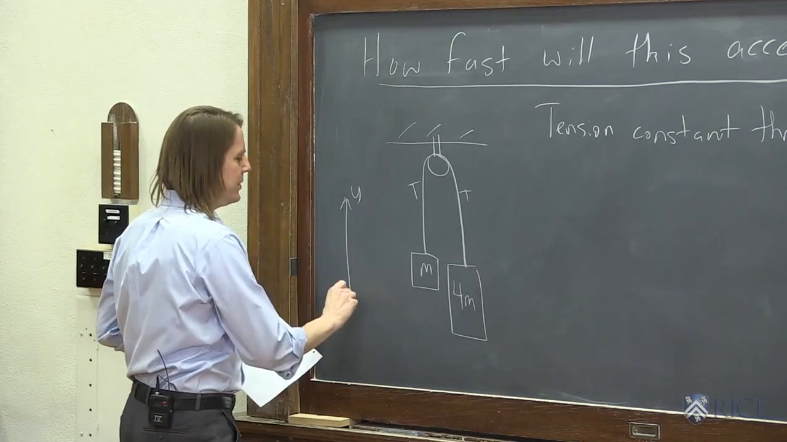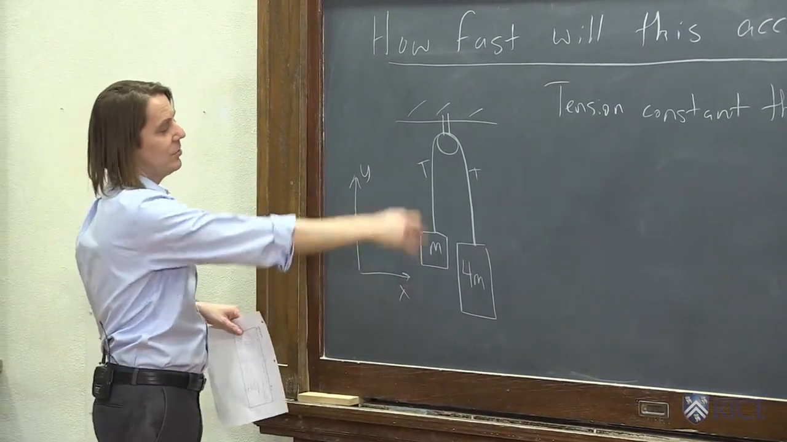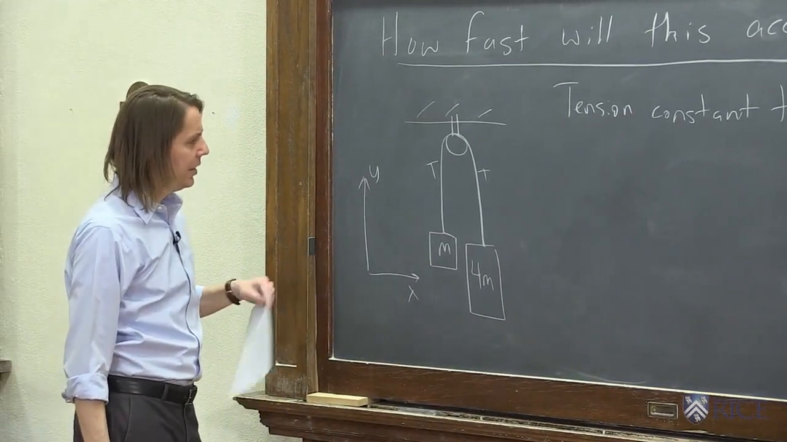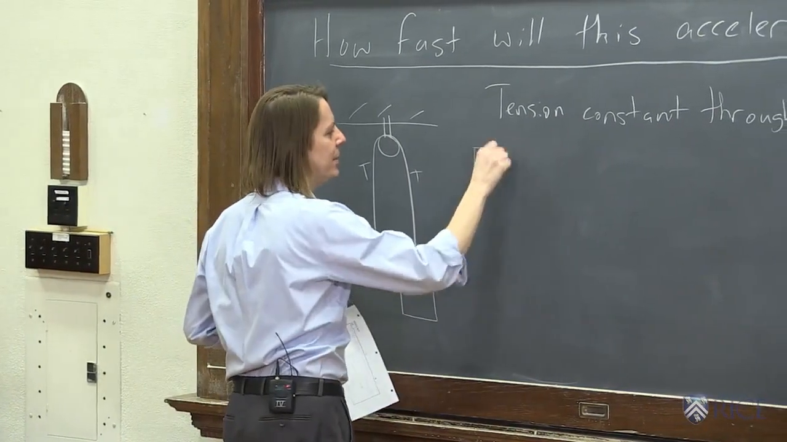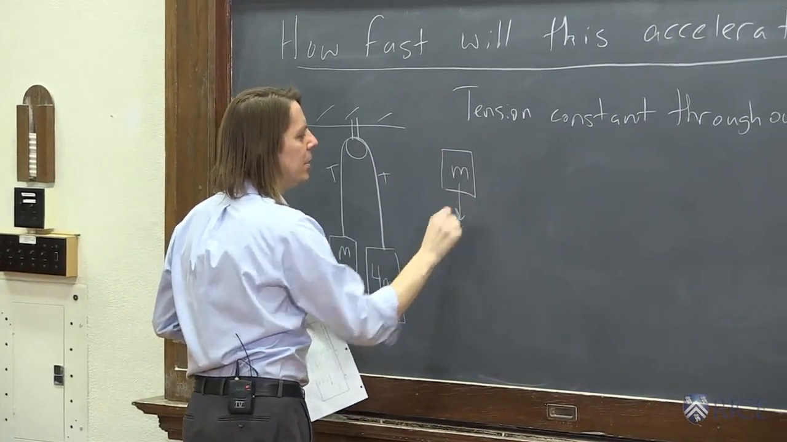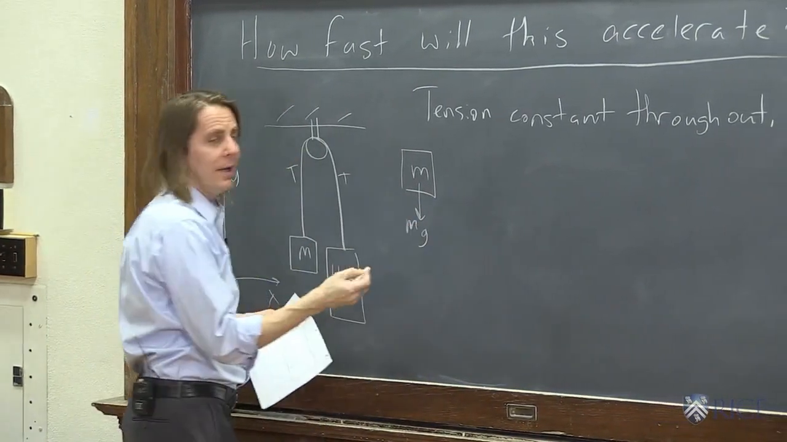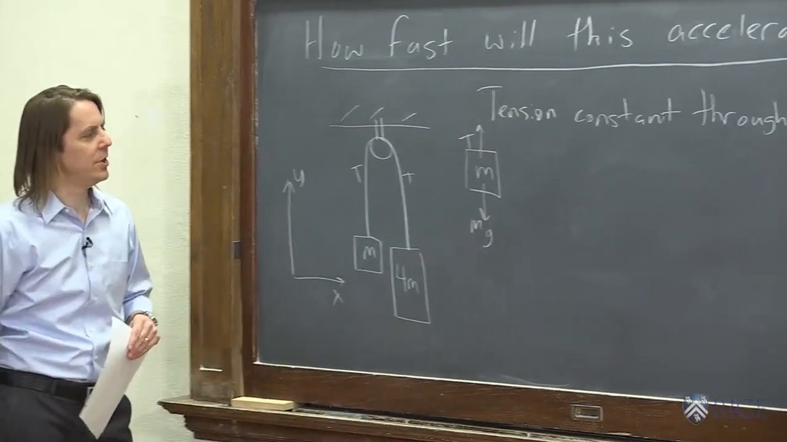But let's think about coordinates as well. It's always good. This one we can do in Cartesian coordinates if we want, because everything is basically just moving up and down. It's really a one-dimensional system. So let's do M. If we think just of the free body diagram on M, well, the weight pulling it down is mg, and it's being pulled up by tension T. We don't know what it is yet.